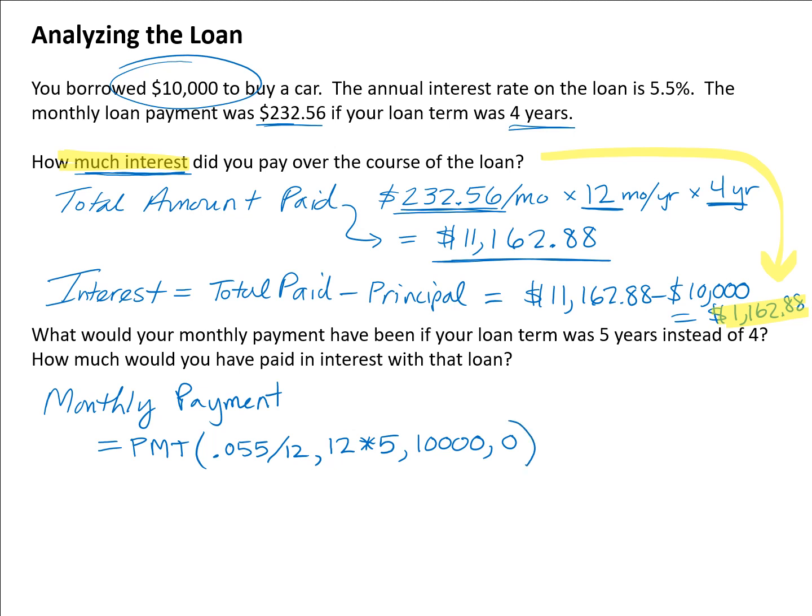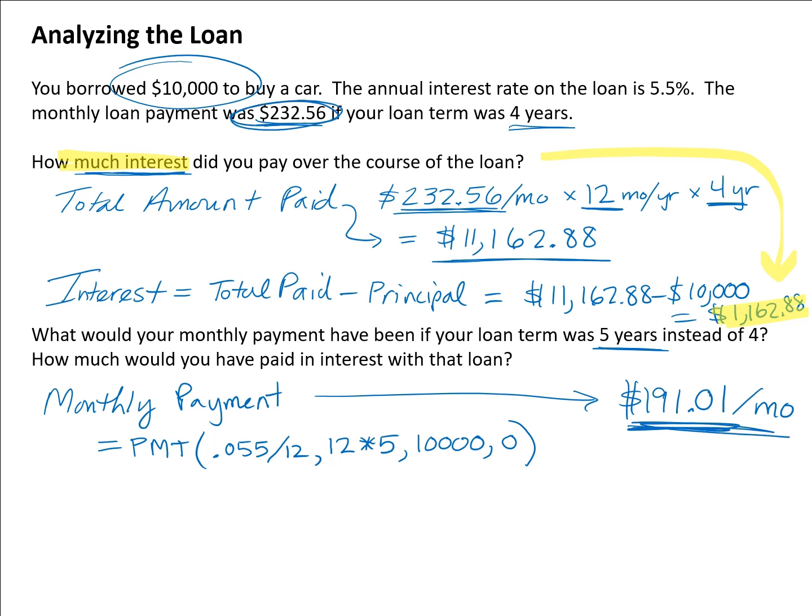So if you were trying this out in Google Sheets like I was in just the last video, the only difference between the formula we started with and this one is that we changed the 4 to a 5 to change from 4 to 5 years. If we work this out, it turns out to be $191.01. And that would make sense that you'd be paying a little less per month if you're going to pay it off over a longer period of time. So our monthly payment for paying it off in 4 years was $232.56. For paying it off in 5 years, it's $191.01 per month.